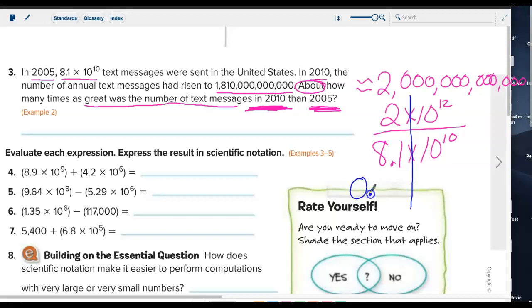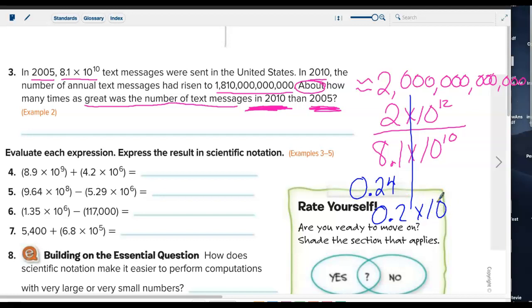0.24391. So 0.24 something. Okay, I said round to the nearest tenth. So what would it be if we rounded it to the nearest tenth? So 0.2, because the 4 tells it to stay the same. And then, Sean, what do I do with my exponents? Subtract them, so it's 0.2 times 10 to the what?